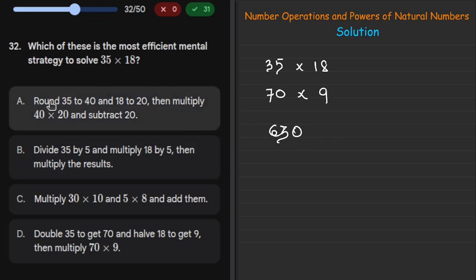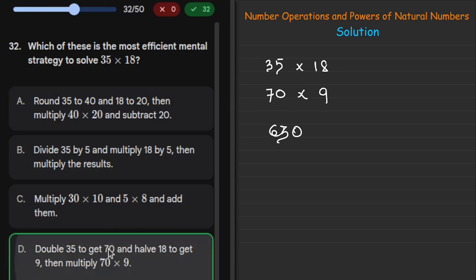Our first one says we should round 45 to 40 and then 80 to 20, multiply and then we subtract. No, that is not good at all. The next one says we have to divide 35 by 5 and then multiply 18 by 5. That is also not good. As I said, the best one is to use a doubling and then halving. So I think that is D. It says double 35 to get 70 and then half 18 to get what? 9. Then you can easily multiply your 9 by 7 to give you your answer.